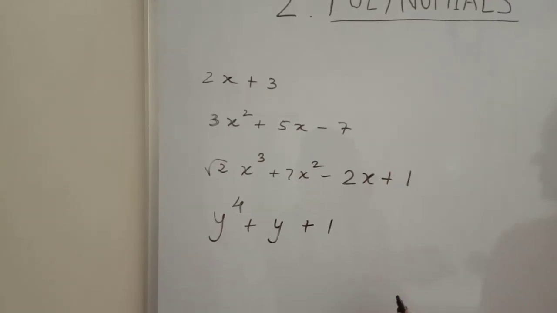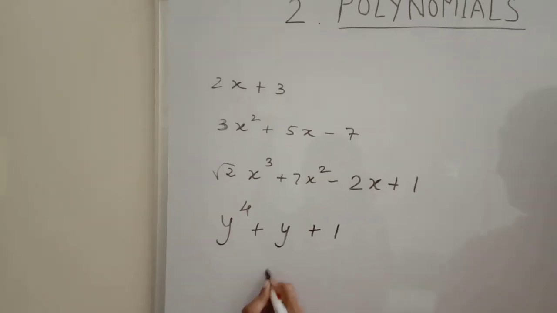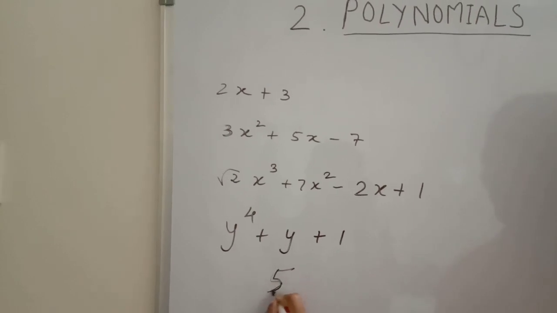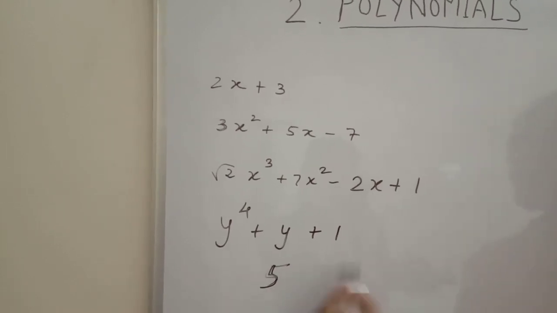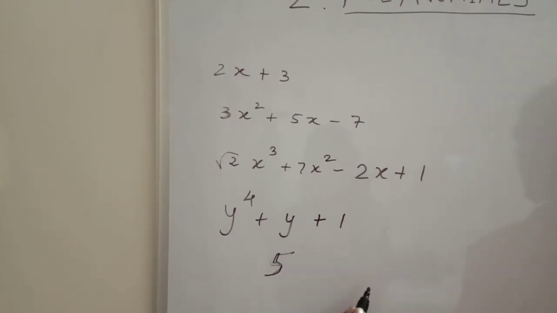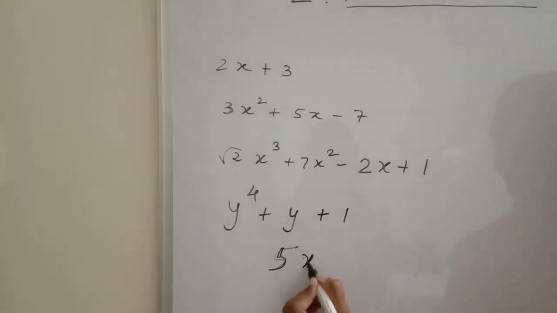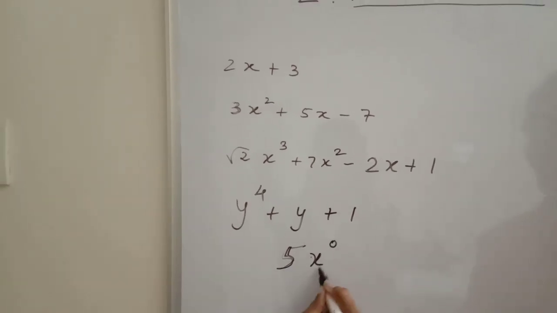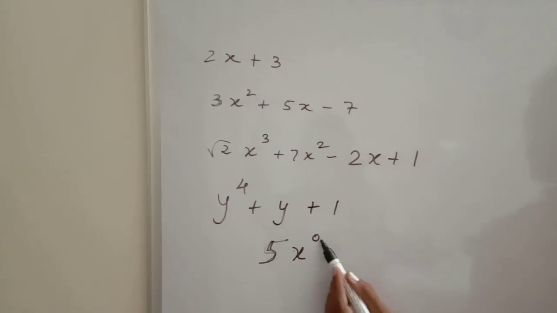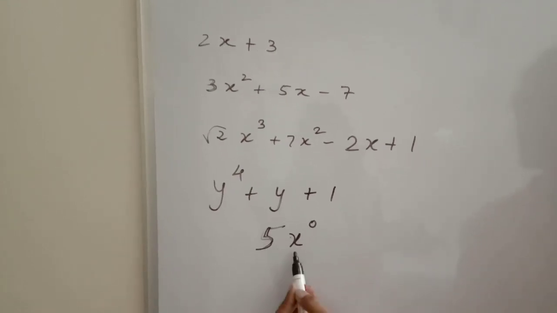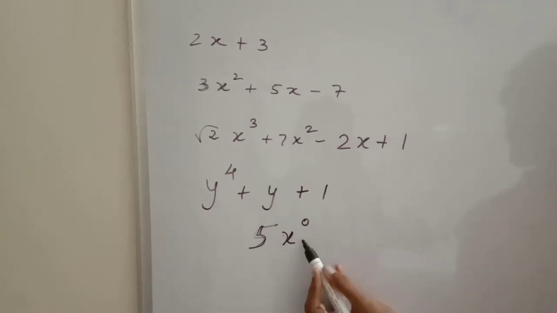Now 5. Is 5 a polynomial? The answer is yes. It is called a constant polynomial because I can write 5 like this: 5x raised to 0. Anything raised to 0 is 1. So 5 into 1 is 5. So this is a constant polynomial.